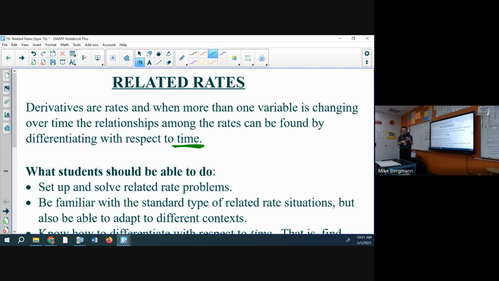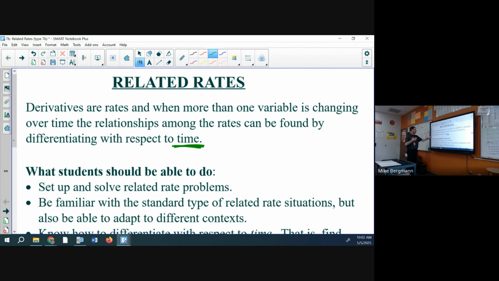So you're going to have cones in here. You're going to have spheres in here. You're going to have cylinders in here. You're going to have all sorts of different geometric shapes that are changing somehow. It's a snowball that is melting. It is a cylinder that is filling up with water. It is a funnel that is shaped in a certain manner. Maybe it's a cone-shaped funnel, and water or sand or something is pouring out of it. Okay, different things like that.